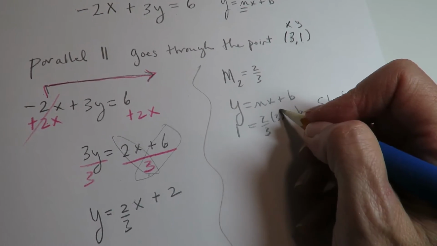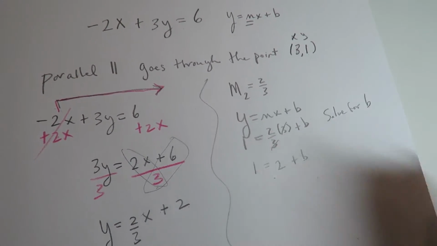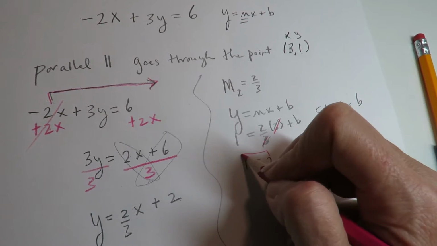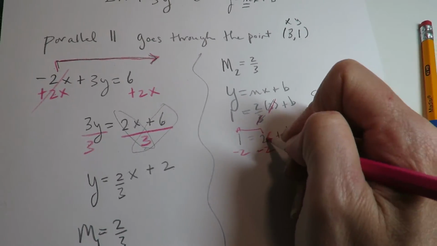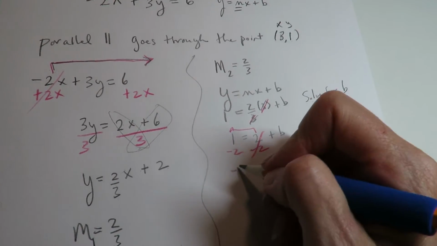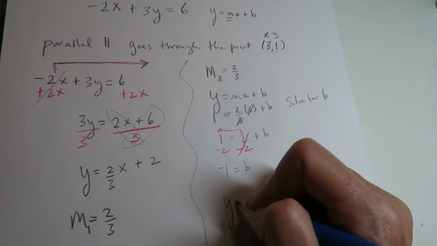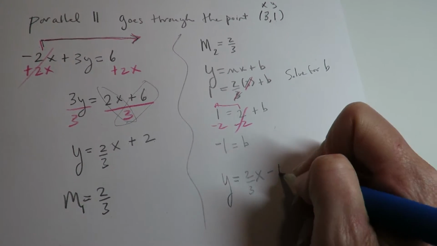All right, so I can reduce the 3's. I can move the 2 to the other side. And I'll get that b is -1. So I'm going to get y equals 2/3 x minus 1.